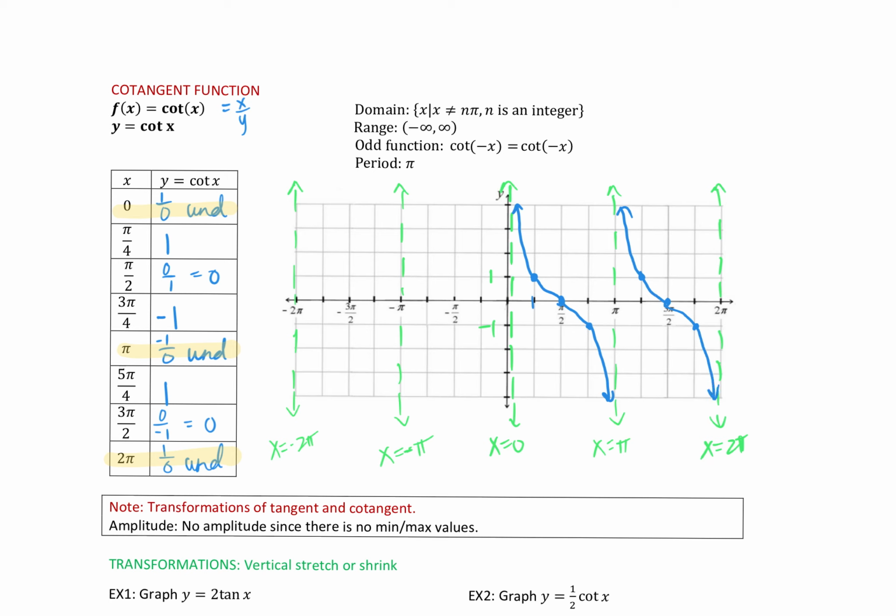This pattern is going to repeat on the other side as well. At all these odd multiples of pi over 2, that's where the zeros are. And then in between, we go 1, negative 1, 1, negative 1. And you get to see my thread graphs.